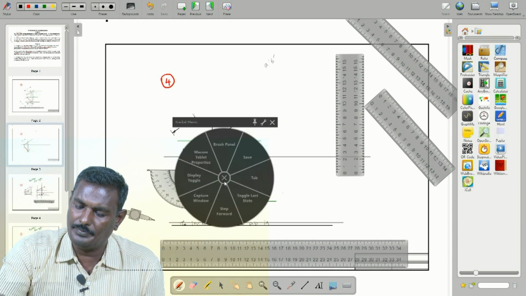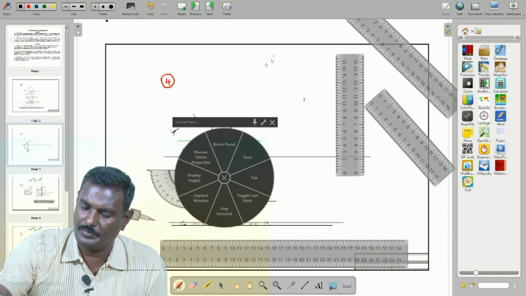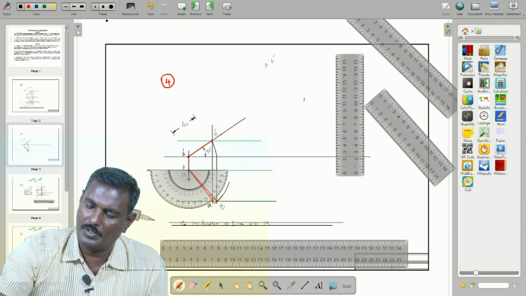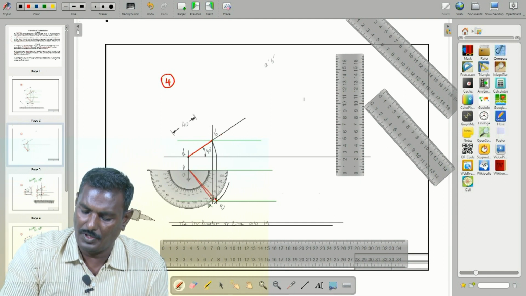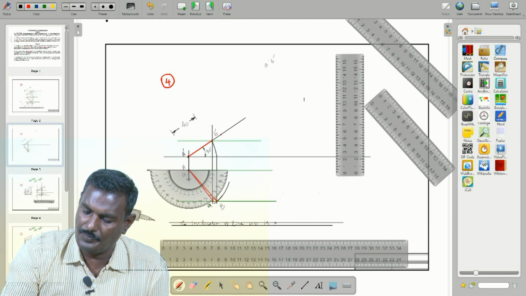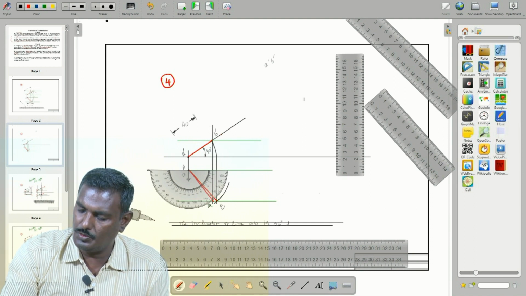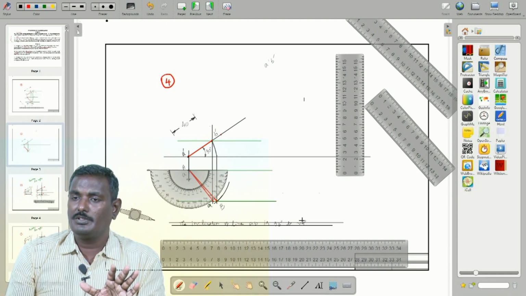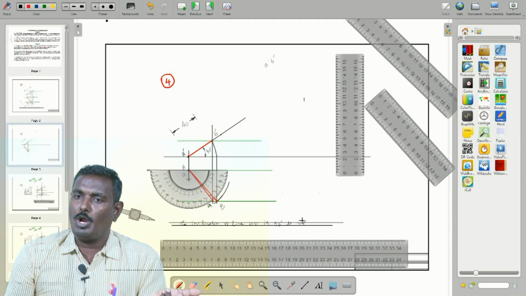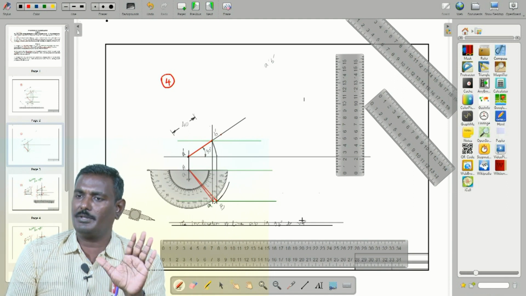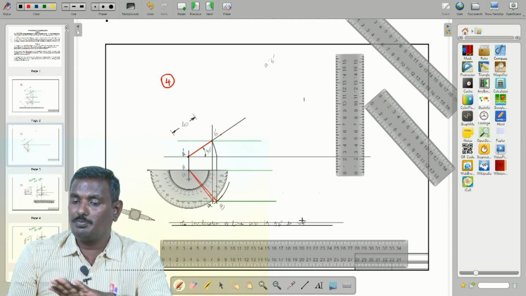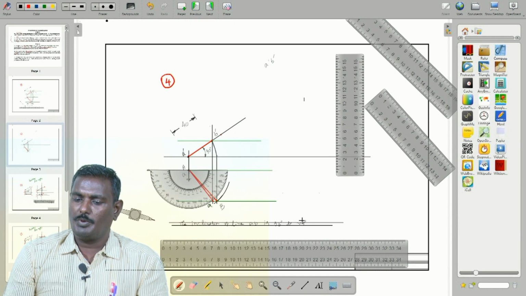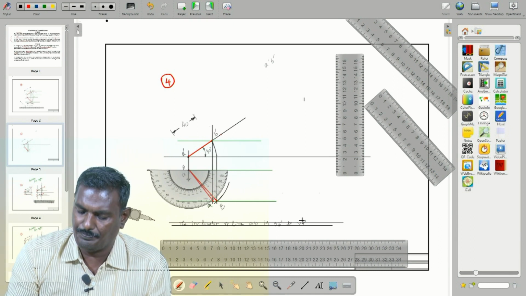So 10, 20, 30, 40, 50, around 53. So 53 degrees to VP. So we have to write this, otherwise it does not fulfill the problem. So that is the condition here. By this, this problem is over. So problem number 4 we have completed.